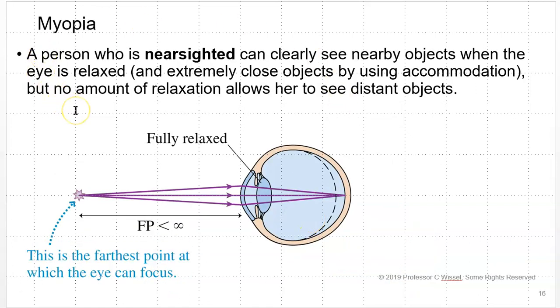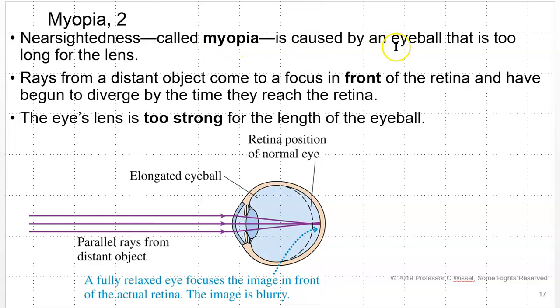Now, myopia is a person who is nearsighted. This person can clearly see nearby objects when their eyes relax and extremely close objects by using accommodation, but no amount of relaxation allows her to see distant objects. This is caused by an eyeball that is too long for the lens. So rays from a distant object come to focus in front of the retina and have begun to diverge by the time they reach the retina. In other words, they come to focus here instead of here where we want them.